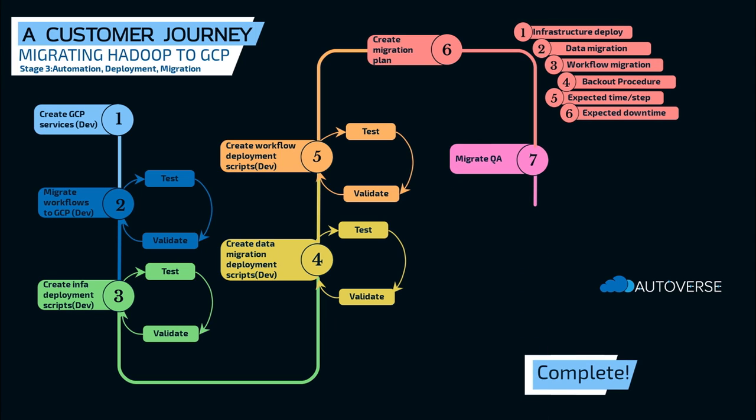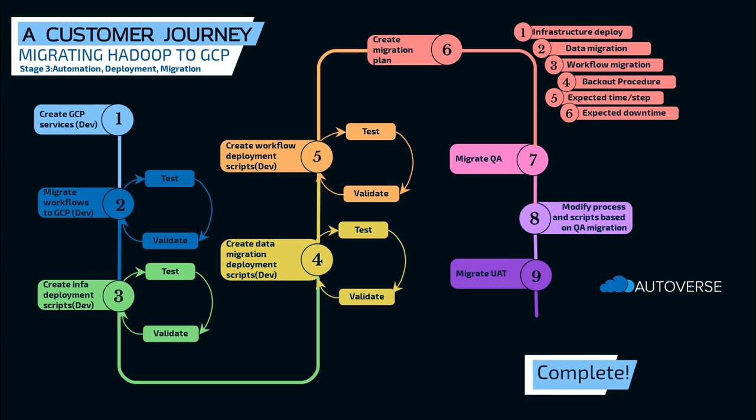Step 7 is where we use that plan to migrate QA. Step 8 is modify that process. You're going to have errors. You're going to have issues that need to be resolved. You're going to find a better way of doing it, and you're going to make those changes in step 8. By the time you get to step 9, migrating UAT, it should be fairly simple and easygoing. And your migration plan should be followed well.